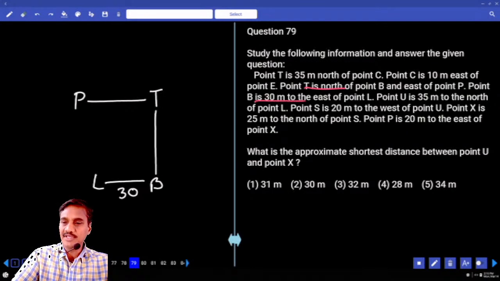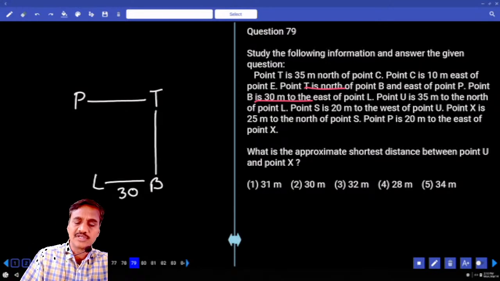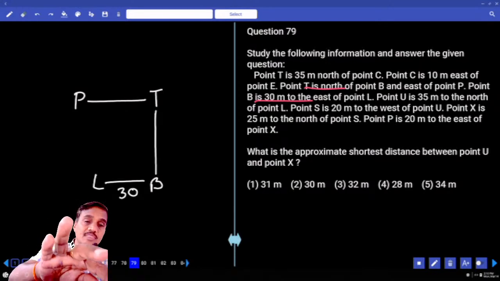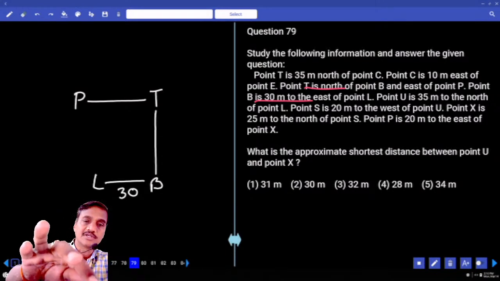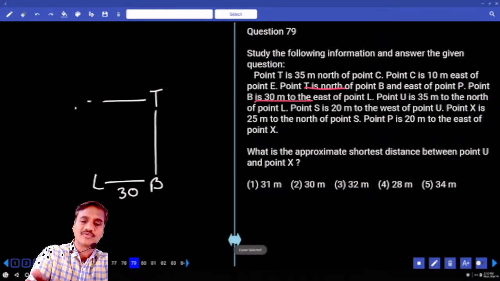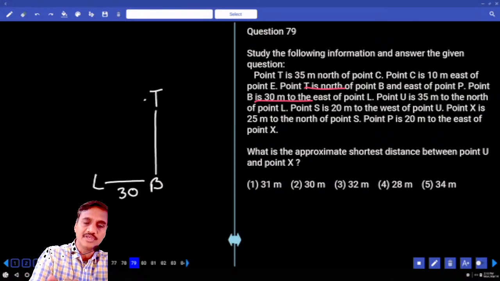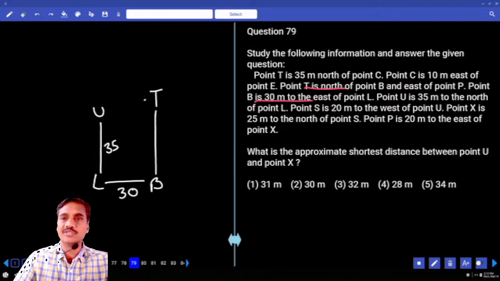Next, B is 30 meters to the east of L. U is 35 meters to the north of L. Now, U is 35 meters to the north of what? North of L. From here, we need to take U, which is 35 meters to the north of L. Again, the distance between T and B is also not known. Hence, in these types of questions, we need to start from the distance only.